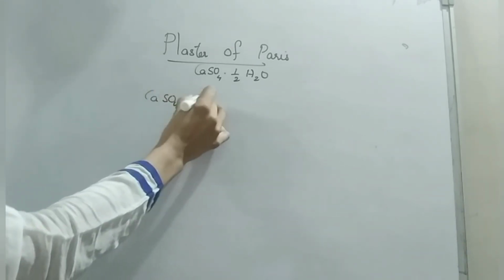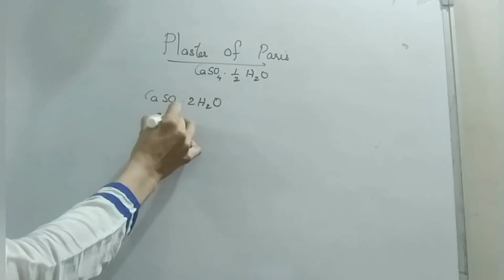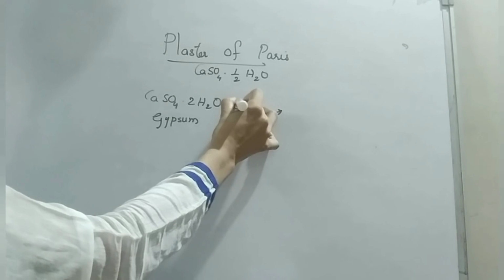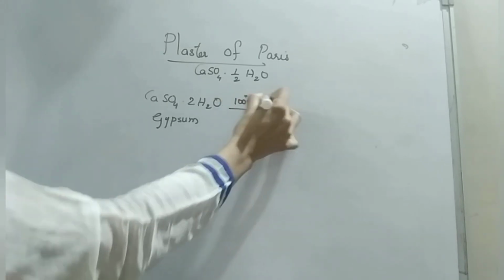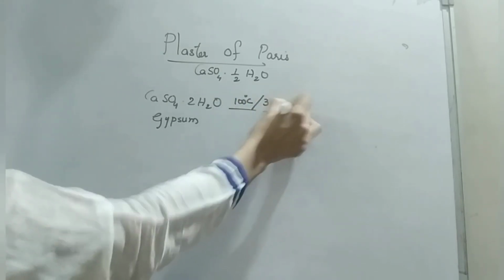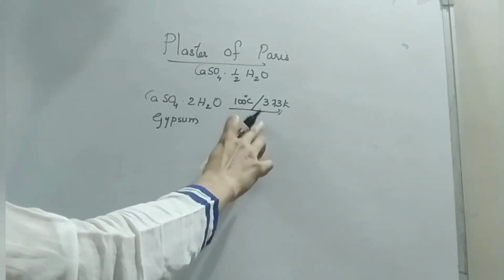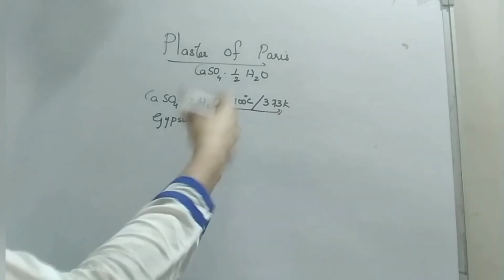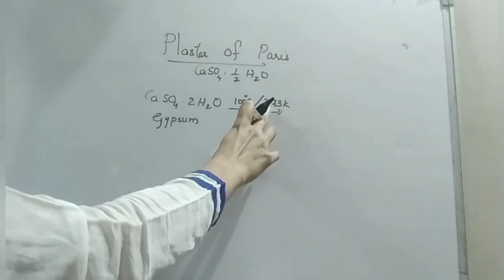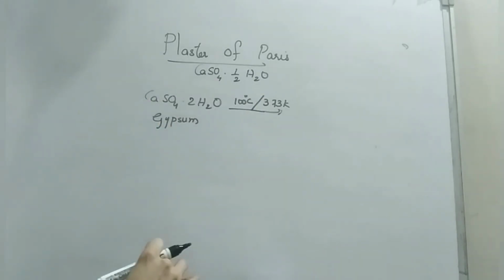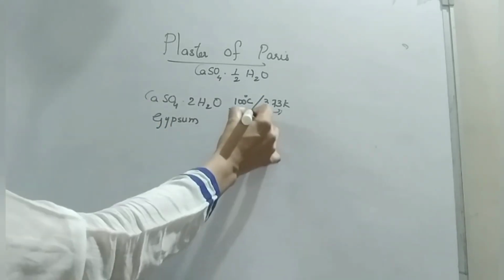CaSO4 2H2O, that means gypsum. Gypsum on heating at 100 degrees Celsius or 373 Kelvin. Very, very important in the case of temperature. It is 100 degrees Celsius; 273 plus 100 is equal to 373. To convert into Kelvin we add 273, so we write 373 Kelvin. You can write either one: 100 degrees Celsius or 373 Kelvin.